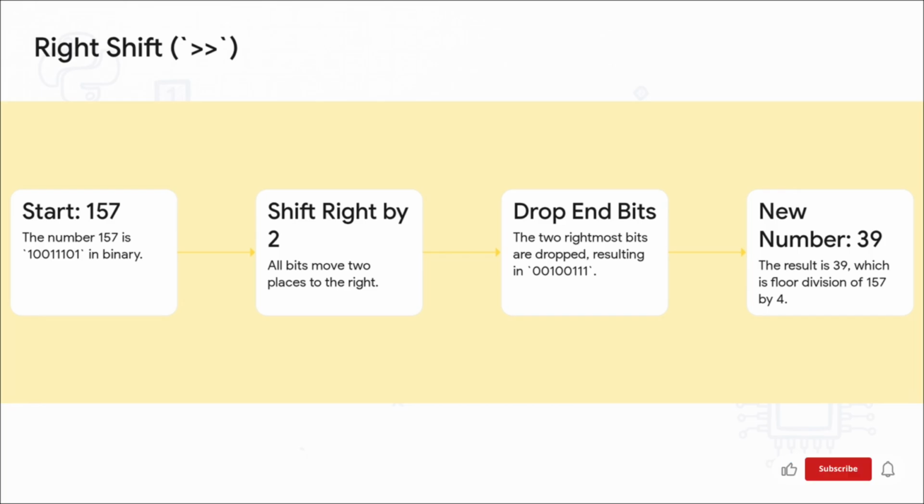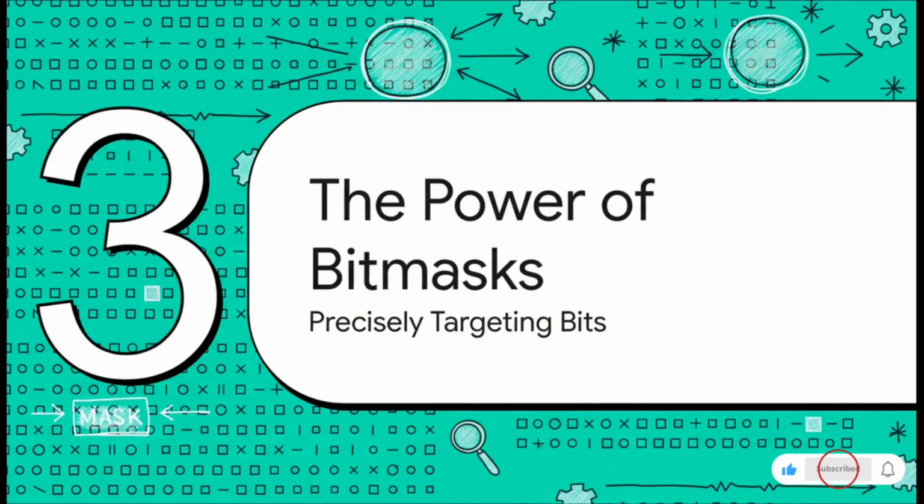Okay, so we've got our toolkit, but how do we use these tools to change just one specific bit without completely scrambling all the others? Well, the answer is an incredibly powerful technique called bit masking.